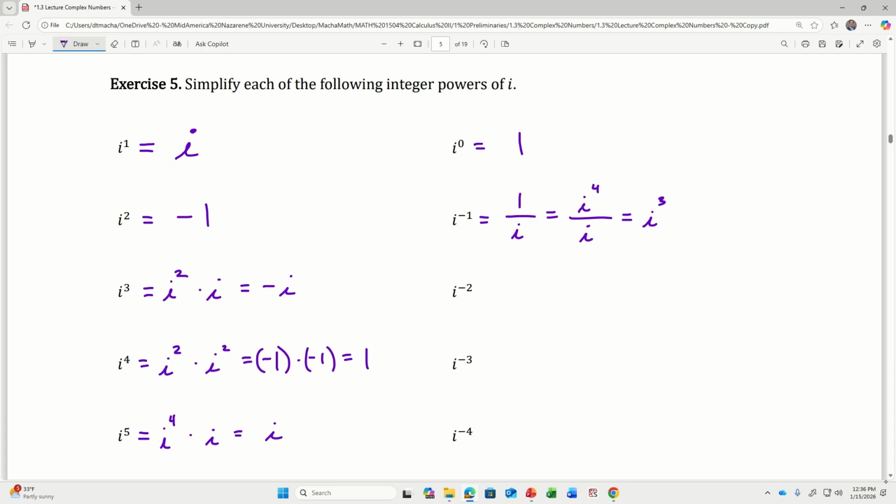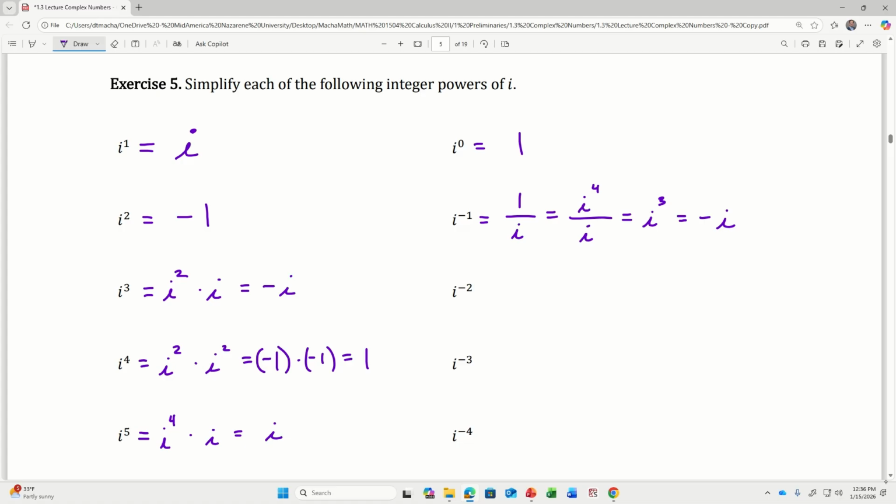And how do I simplify i to the 3rd power? Negative i. So the reciprocal of i is negative i. Or you could say i to the negative 1 power is negative i. 1 divided by i is negative i. Kind of weird.